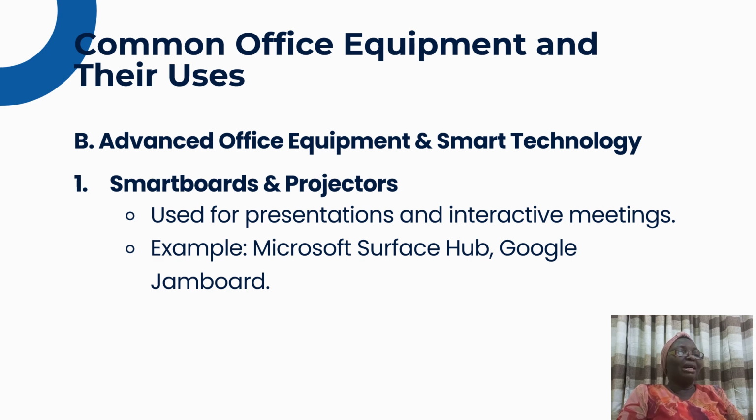Then what are the advanced office equipment and smart technology? This time we have smart boards and projectors, which can be used in the office at the same time for presentations and interactive meetings. Examples of this are the Microsoft Surface Hub and Google Jamboard.